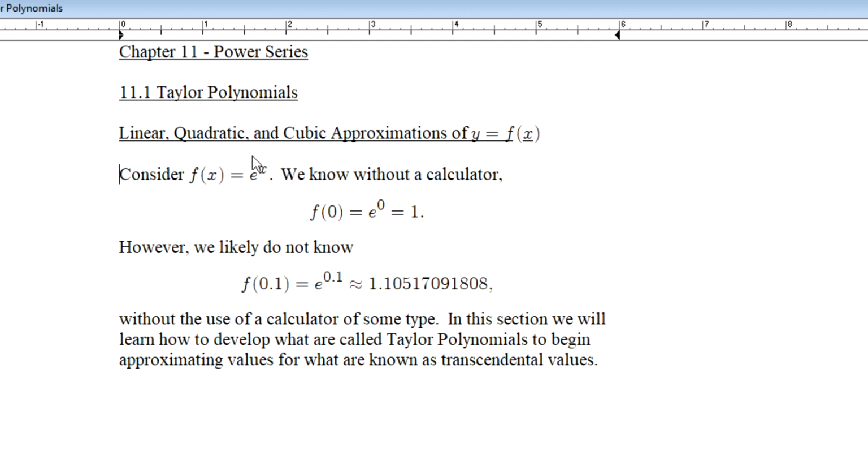We might consider the function for the moment e to the x, the natural number e raised to the power of x, the natural exponential function. Now we do know a few of these transcendentals without a calculator. For instance, we know f of 0 is equal to e to the 0, which is equal to the value of 1.